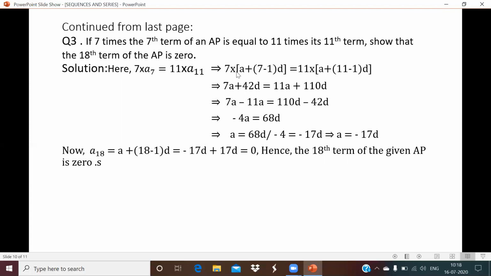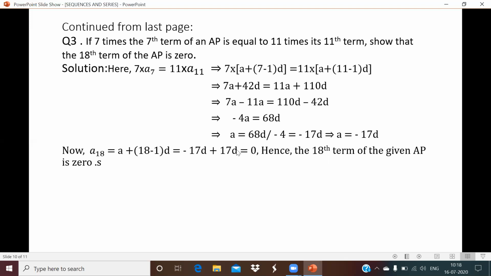7 into the 7th term, a plus n minus 1 into d, where n is 7. And similarly here, 11 times the 11th term, 11 into a plus 11 minus 1 into d. 7 minus 1, you know, is 6, and 11 minus 1 is 10. By multiplying these two with 7, we are getting 7a plus 42d. And by multiplying these two with 11, it will become 11a plus 110d. By shifting a on the left hand side and d on the right hand side and simplifying it, we are getting the value of a, that is minus 17d.